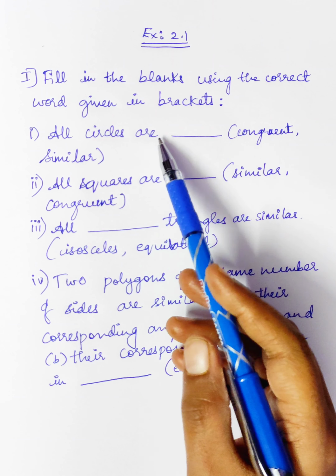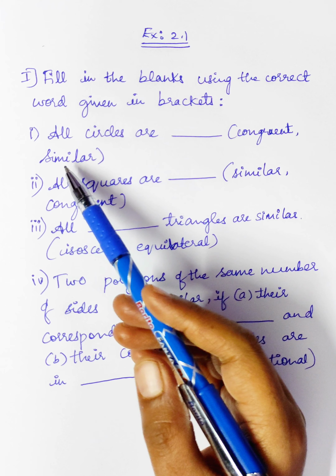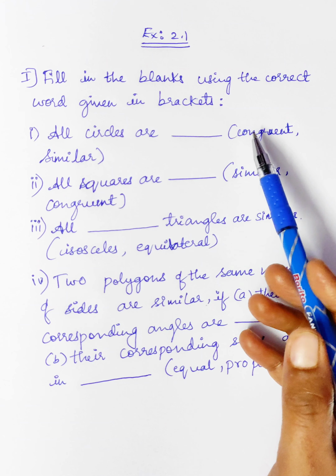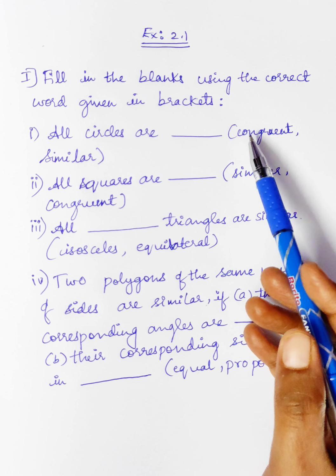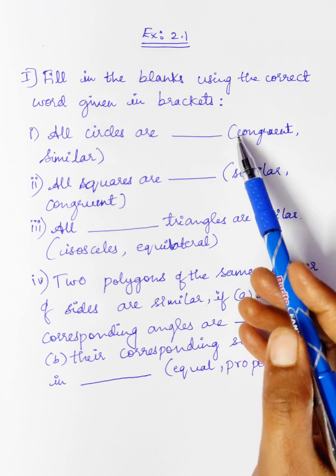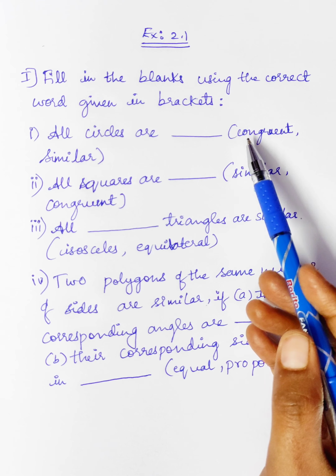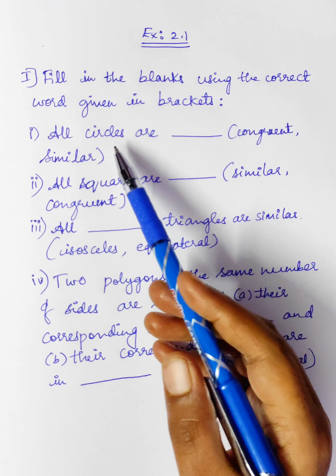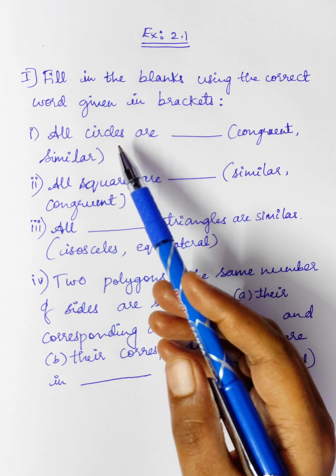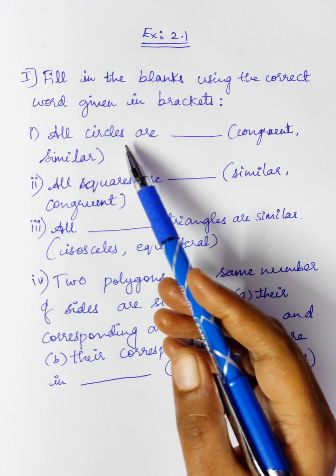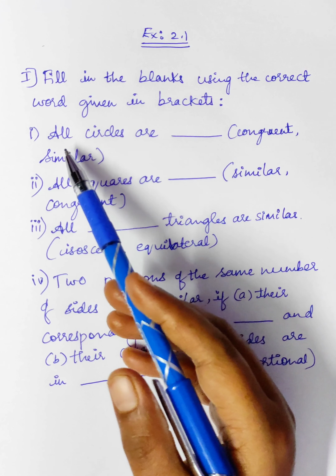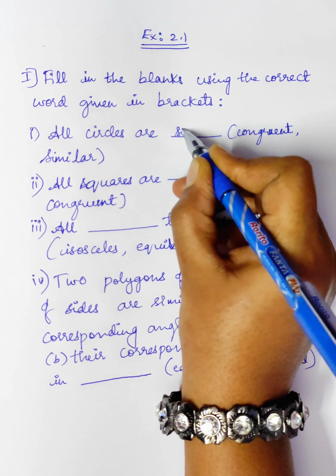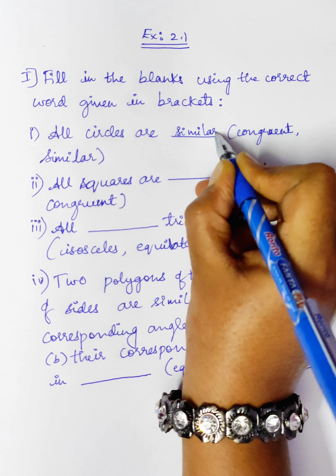Now all circles are congruent or similar. The question arises. All circles can't be congruent because the congruent condition is they should have the same shape and the same size. They can be similar. All circles can be of the same shape but the size will be different. So all circles are what? Similar. They can't be congruent. So we are going to write it here as similar.